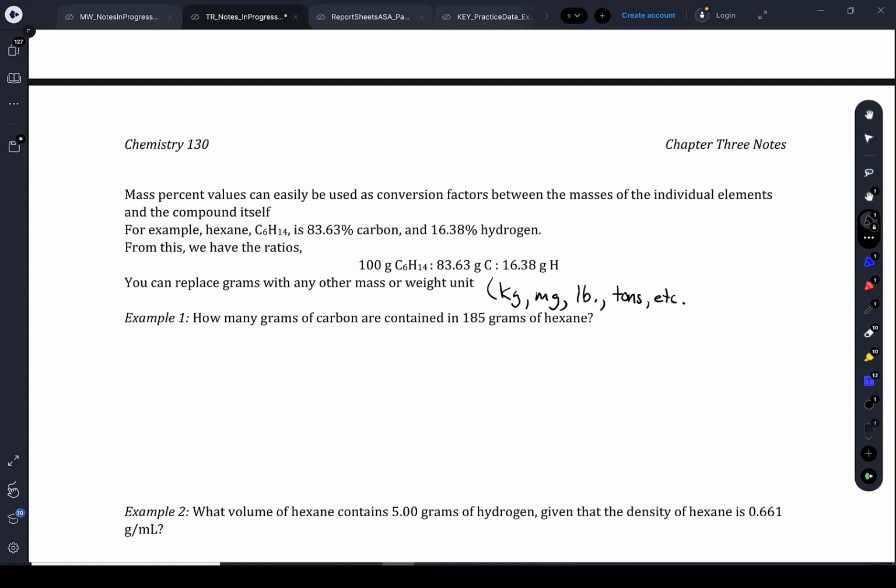Why do I say you have to stay on Earth to do this? Because gravity is relative. Although technically, even on the moon it should still work. It's just that pounds are kind of an arbitrary concept on the moon. What could you not do? Could you do milliliters? You couldn't do milliliters because that's volume, not mass. Weight is directly proportional to mass, so that's why you can use that. So for every 100 tons of hexane, there is 83.63 tons of carbon. So you don't have to do unit conversions. Just make them all the same unit.